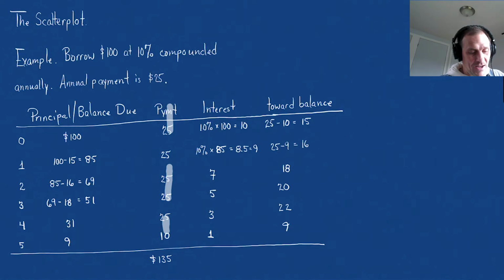And of that, notice if we add up our interest, that's 10 plus 9, it's 19 plus 7 is 26. 26 and 5 is 31, plus 3 is 34, $35 of interest. And interest can be thought of as the cost of borrowing, meaning if I'm going to let you borrow my money, I want something in turn for it. That's the interest that we pay.